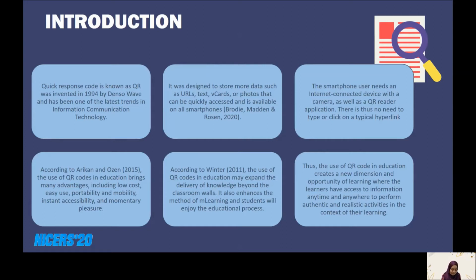The difference between QR code compared to the ordinary barcode is that it was designed to store more data such as URLs, text, cards, photos, videos, which can be quickly accessed and is available on all smartphones. The smartphone users need an internet connected device with a camera as well as a QR reader application or any software. Thus, there is no need to type or click on a typical hyperlink.